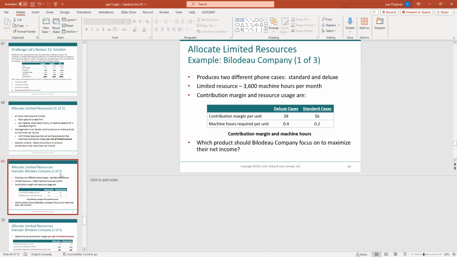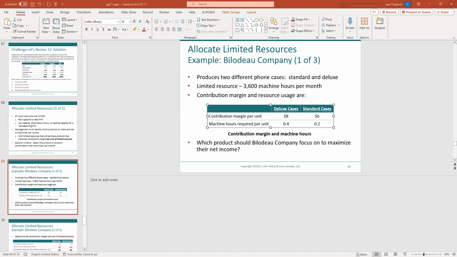We're going to produce two different phone cases, standard and deluxe. Limited resources: we have only 3,600 machine hours per month. Contribution margin, we can see it, $8 and $6. The machine hours required per unit is 0.4 and 0.2. Can you guys see it? Yes, Professor. So now the question is, which product gives us the highest contribution margin within the limited resource? What's our limited resource? Machine hours. So we have to find out which product gives us the highest contribution margin per machine hour. Make sense? Yes, Professor.